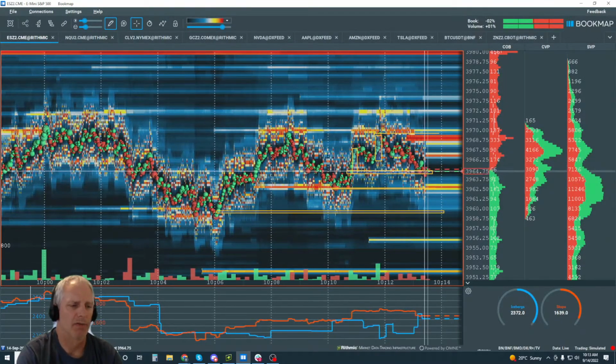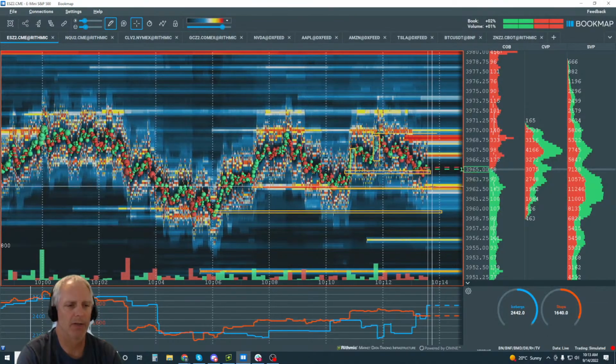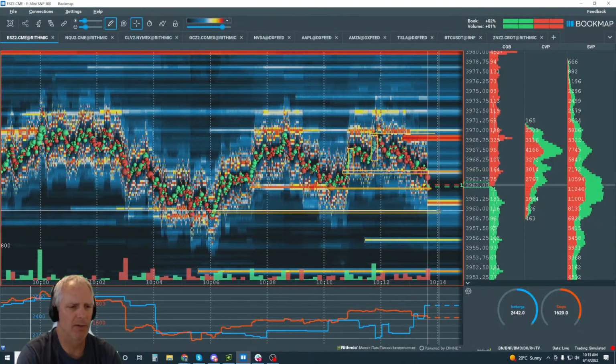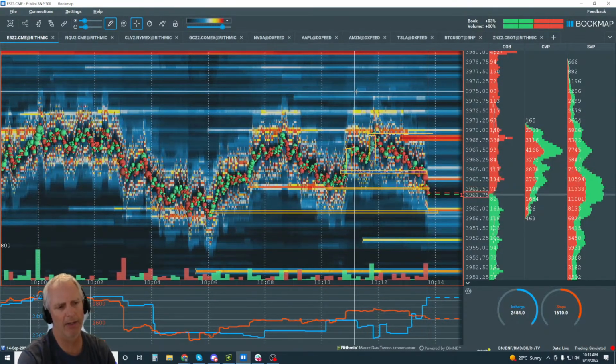If sellers push it through here, there's no buying, there's no bounce, and then we're going to see sellers drop it right down into this liquidity here, and then maybe they can get down to 60. Okay, so there we go. Our second scenario is exactly what's playing out here.